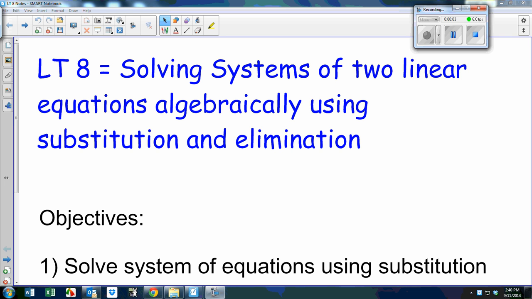In this video, we're going to talk about solving a system of equations algebraically. I'm going to break this target 8 up into two different videos, one video for the substitution method and another for the elimination method. They are both algebraic methods, just one is different than the other. So that's our objectives for today.